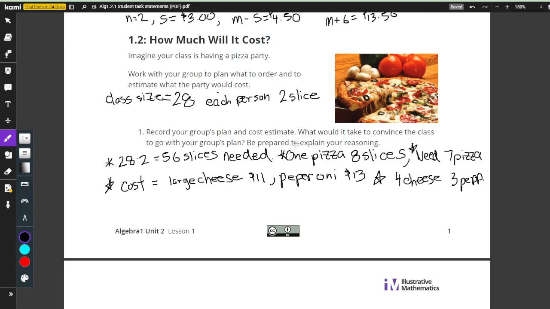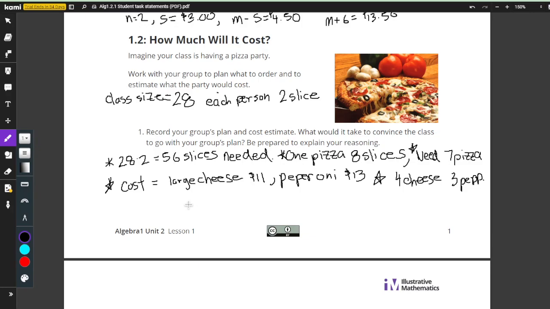Okay, we're going to plan this out. We have a class size of 28. Each person requires 2 slices, so 28 times 2 is 56 slices needed. So that means since one pizza is 8 slices, we need 7 pizzas. And now we have to go to the cost. Large cheese is 11, pepperoni is 13, and we need 4 cheeses and 3 pepperoni.